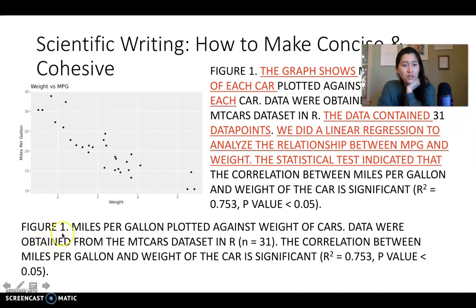So figure 1, miles per gallon plotted against weight of cars. Data were obtained from the mtcars dataset in R, n equals 31, that's our sample size. The correlation between miles per gallon and weight of the car is significant, with an r squared value and a p value listed. So we took what we had here, all of the information is the same, the gist of the figure caption is the same, it's just said in a bit more concise way. And again, this will get much easier with the more practice that you have.